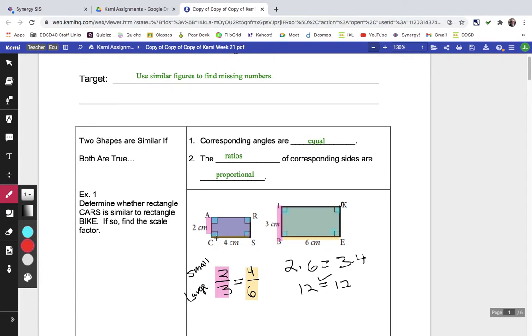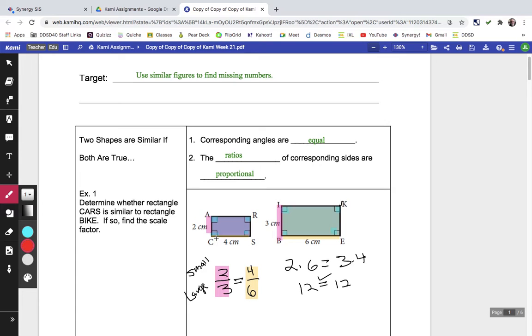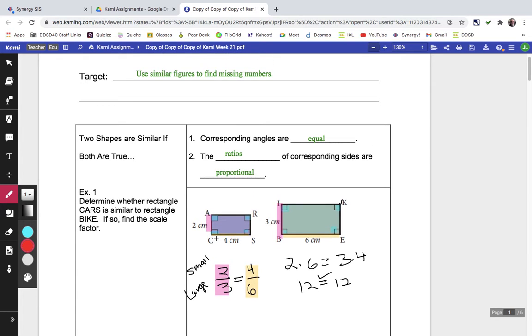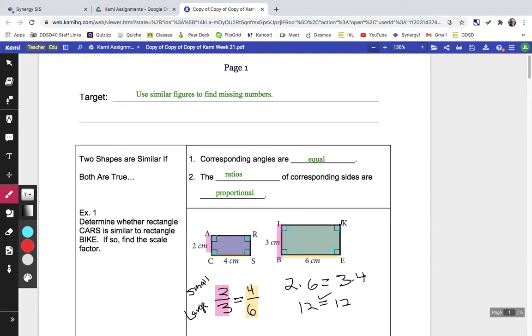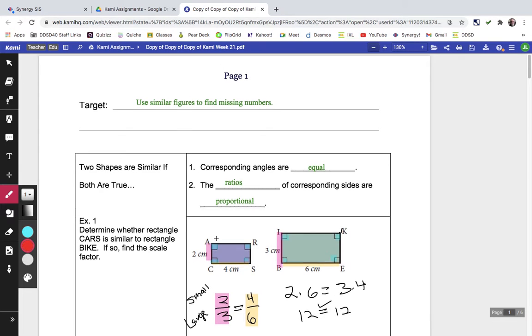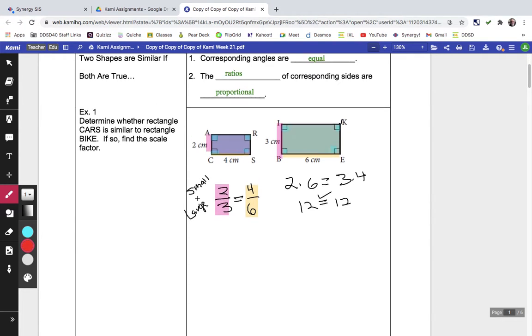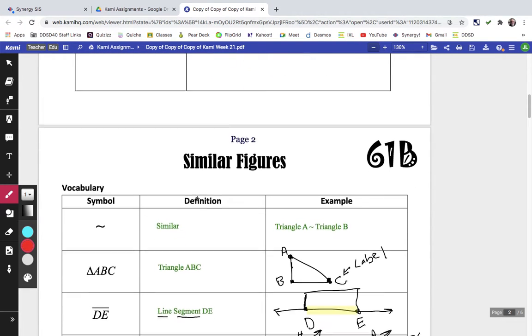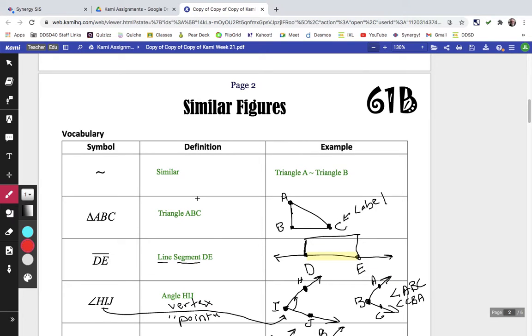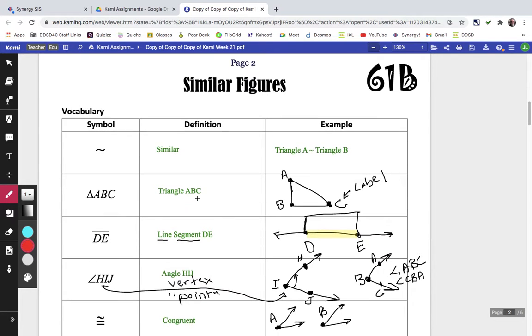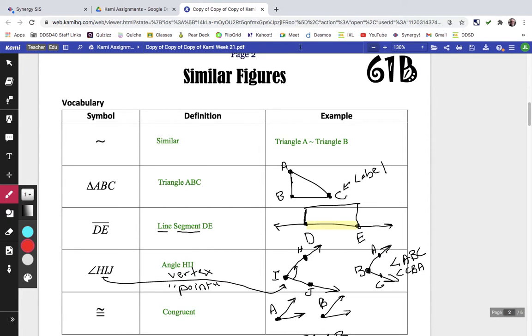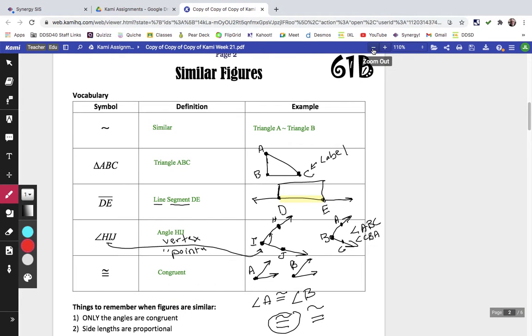So this is for week 21, the CAMI for week 21, where we were talking about similar figures. So this was page 1. So pause here if you need this information. And I'm going to scroll down. And here are our definitions. So I'll zoom out a little bit so you can see that a little bit better.